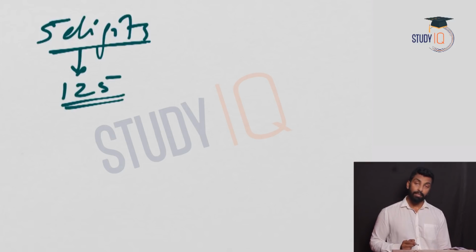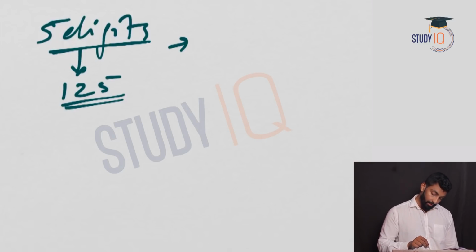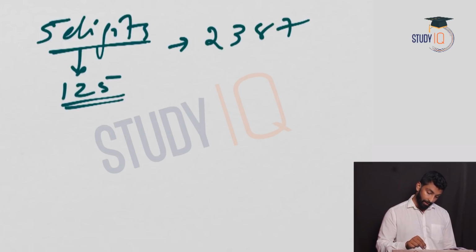Okay, what is the next question? Next question is, how many 5-digit numbers can be formed such that they must be divisible by 125, right? And you have also been given 5 digits: 2, 3, 8, 7, 5.